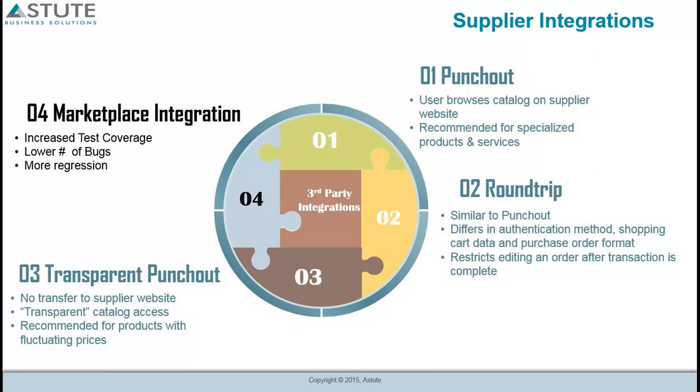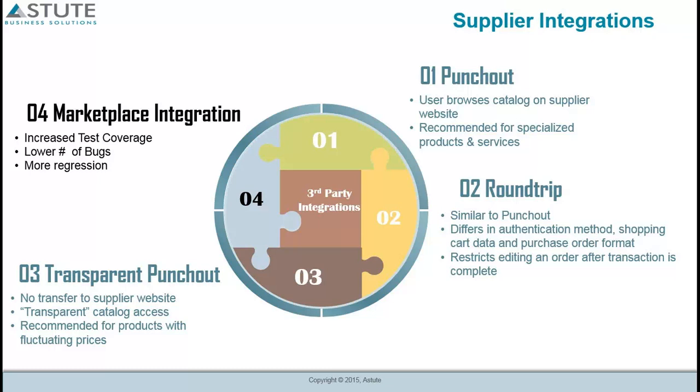So PeopleSoft allows multiple options to integrate eProcurement with third-party suppliers. There is a direct connect feature, which further has 3 sub-features. So the first 3 I mentioned on my slide, the punch out, which is very common among ePro users, round trip, and transparent punch out. And finally, the fourth one I highlighted as a marketplace integration feature.